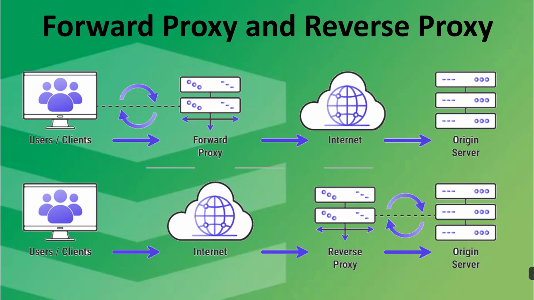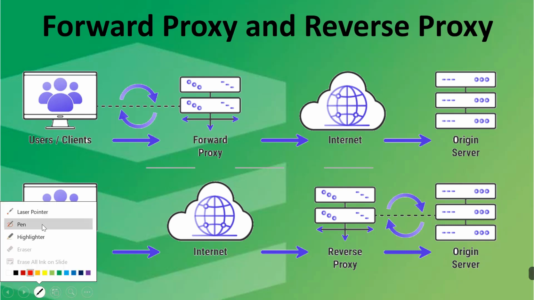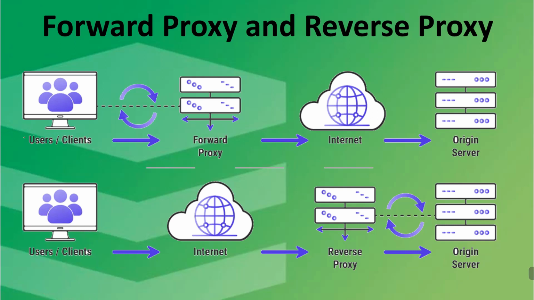So let's understand by this diagram. You can see here, this is the user client. User means suppose you and me. Suppose the user gives a request. First it will go to the forward proxy server, and then it will go to the internet. After that it reaches our original server. So this is the example of the forward proxy.